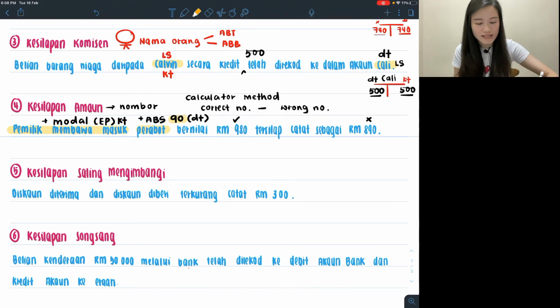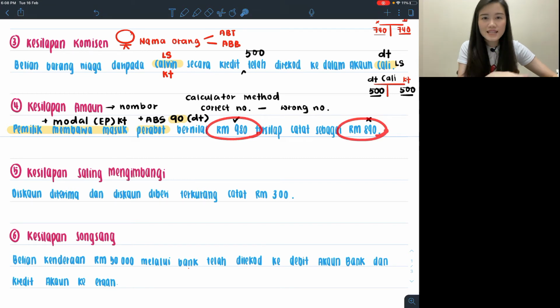So the conclusion is, when it comes to kesilapan amount, we will not use any of the numbers inside the sentence directly. We will only use them to find the difference, and the difference is what we record into our journal. So that is how it works.